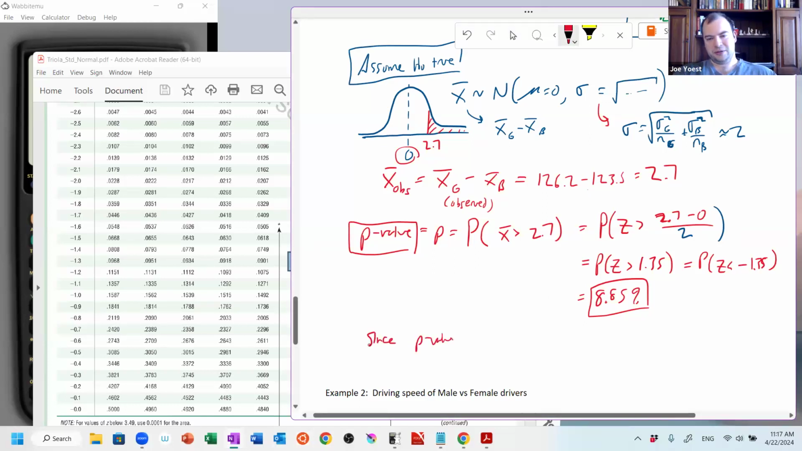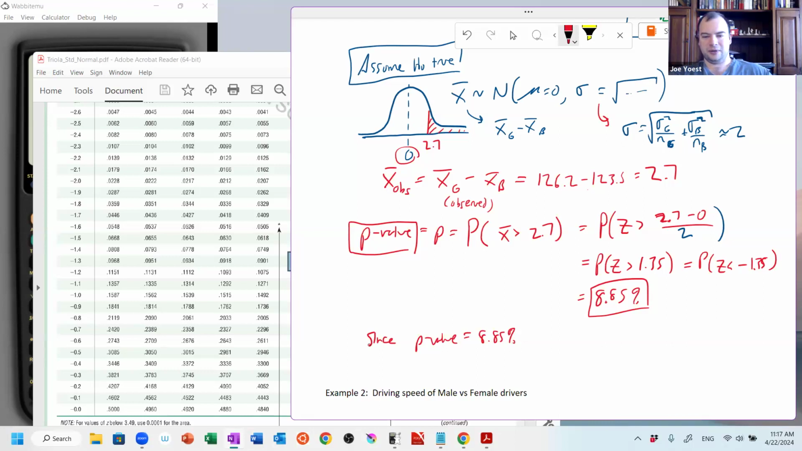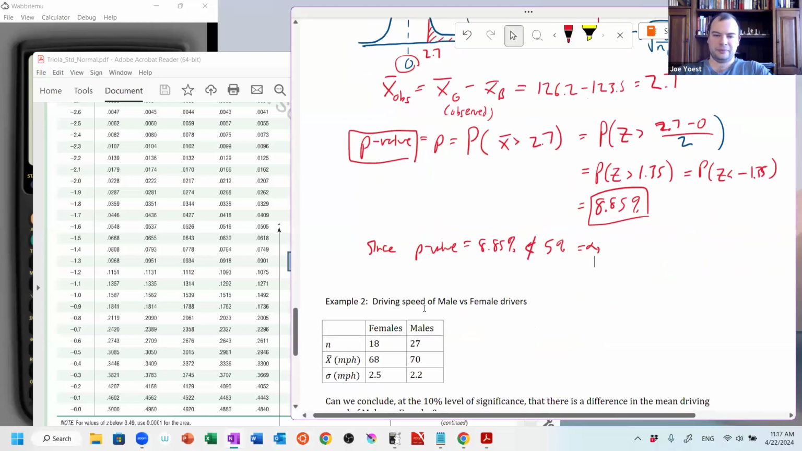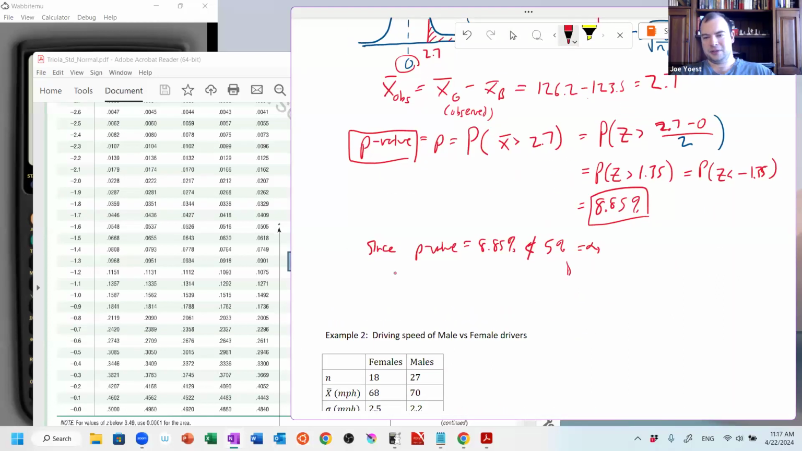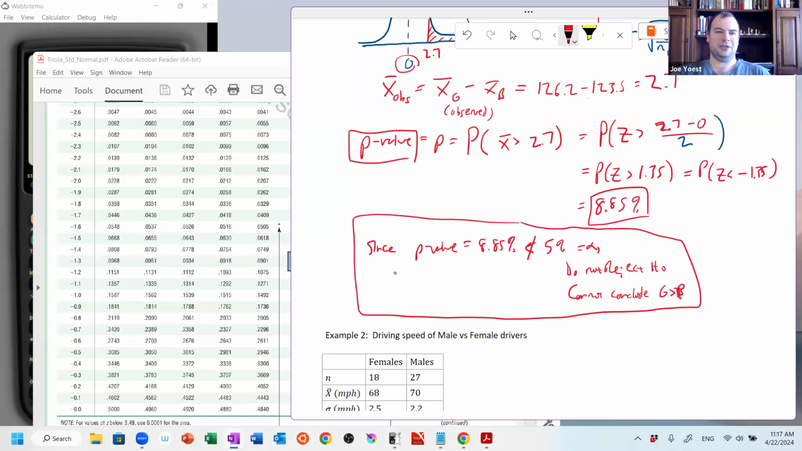So since the p-value, since the actual type 1 error rate is not less than the maximum allowable type 1 error rate, the significance level, we do not reject H naught, and we cannot conclude girls are taller than boys. This sample fails to provide statistically significant evidence that girls are taller than boys.